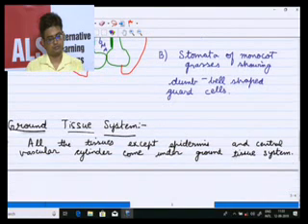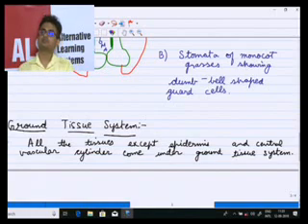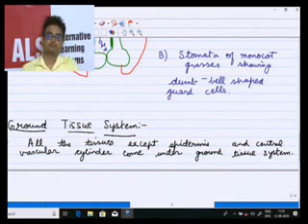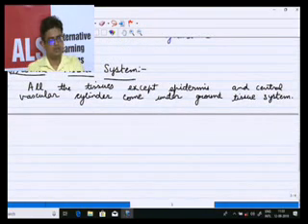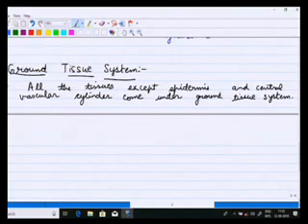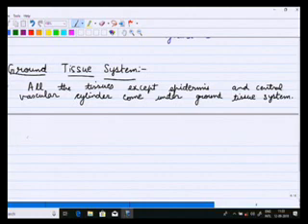Ground tissue system. It comes under ground tissue system. So not much to write in this. It will be hardly asked. It includes cortex, parenchyma. All things are included in the ground tissue system like this.